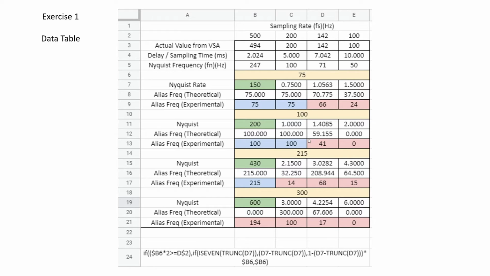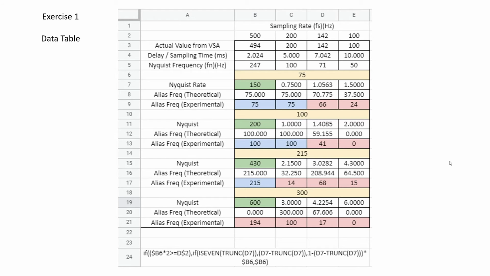This is my data table for exercise 1. As you can see, the theoretical and experimental values for 75 Hertz and 100 Hertz were pretty accurate, but some of them started to drift away in 215 and 300. Some of these are quite different from what I would have expected. But overall, my data was a little noisy, and I'm not exactly sure what introduced that variance into my data.